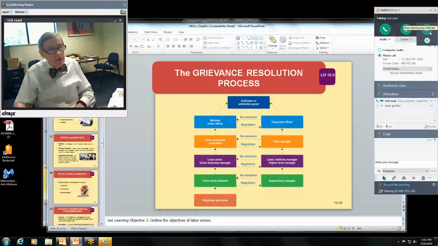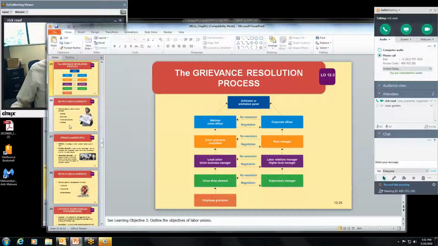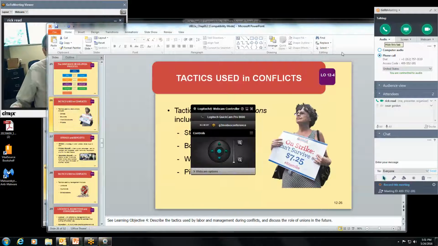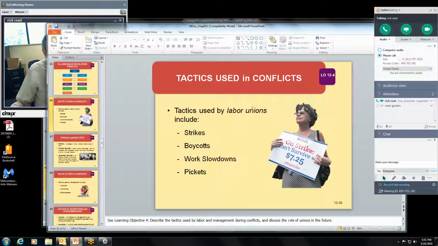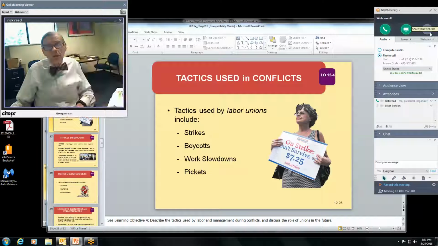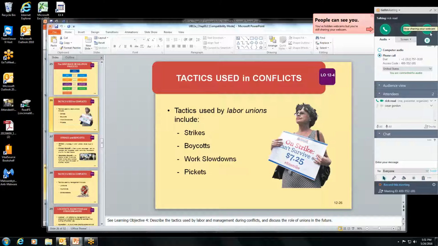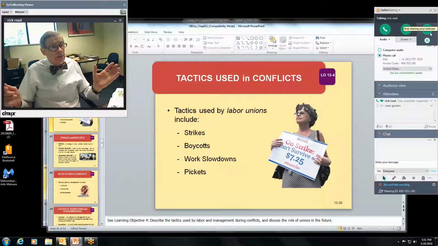On the other side, you have whoever the supervisor or manager is for management, and then labor relations manager, plant manager, on up the line. These are the tactics used by unions during a conflict: strikes, boycotts, work slowdowns, and pickets. And you can have a combination of all of them going on at the same time.